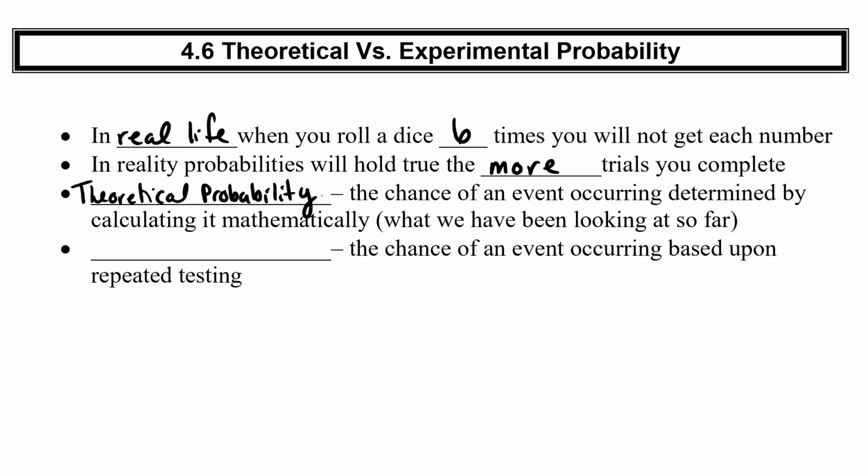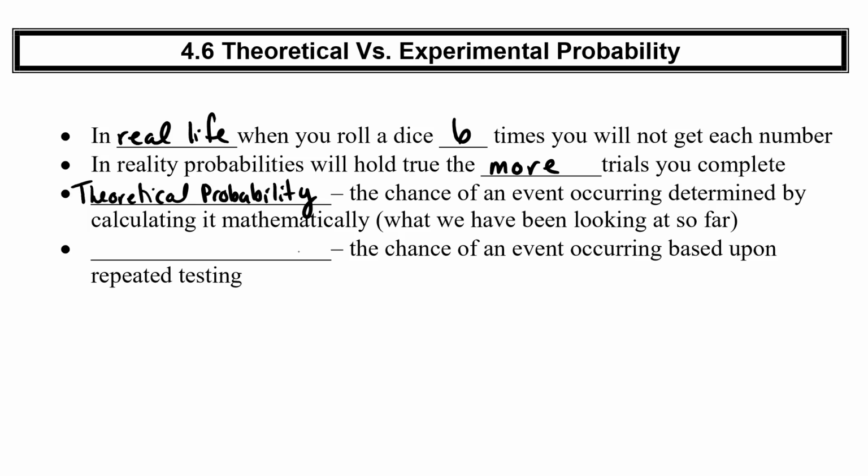So this is what we've been dealing with so far, like to pull a specific card. So if I pulled 2 of hearts from a deck, the probability of me pulling that card would be 1 out of 52, because there's one of those types of cards, and there are 52 cards in the deck. So that's what I'm talking about, theoretical probability, or tossing heads or tails is 50-50. So this is the chance of an event occurring determined by calculating it mathematically. So this is what we've been looking at so far.